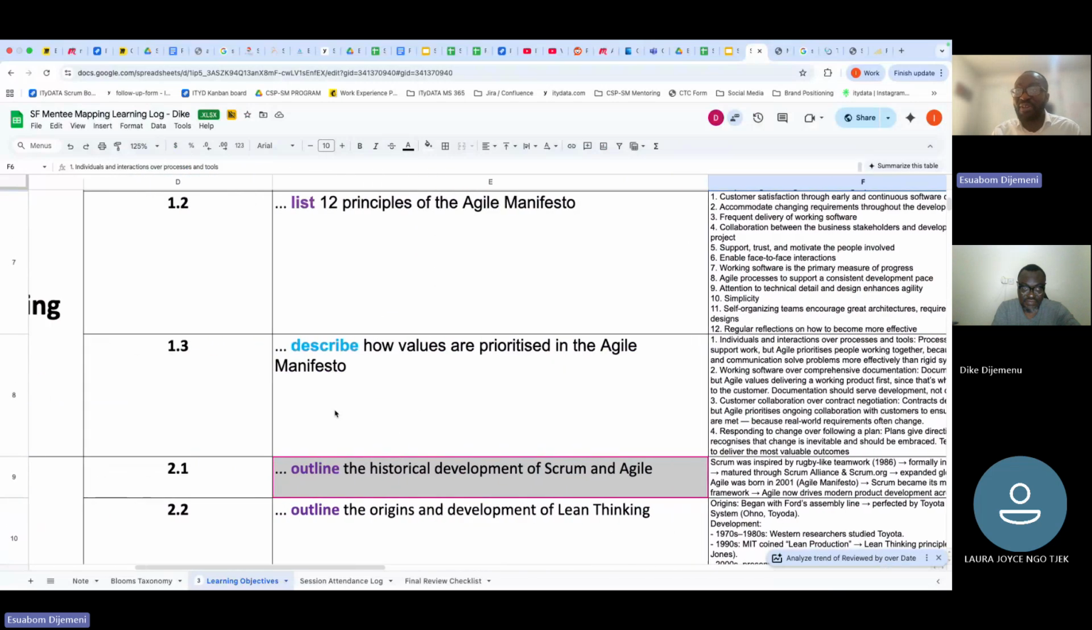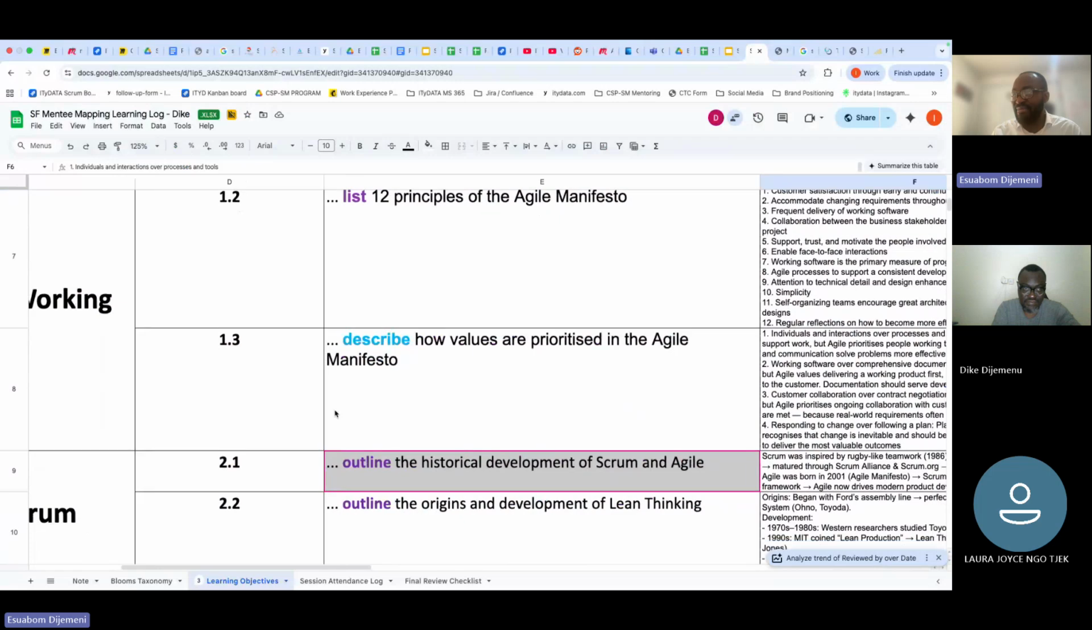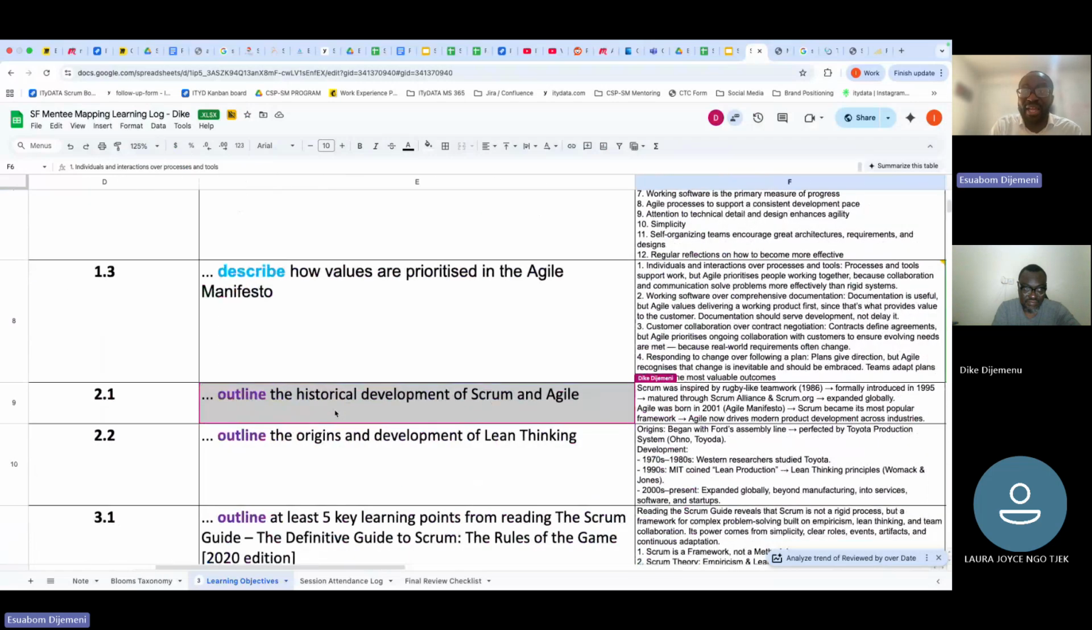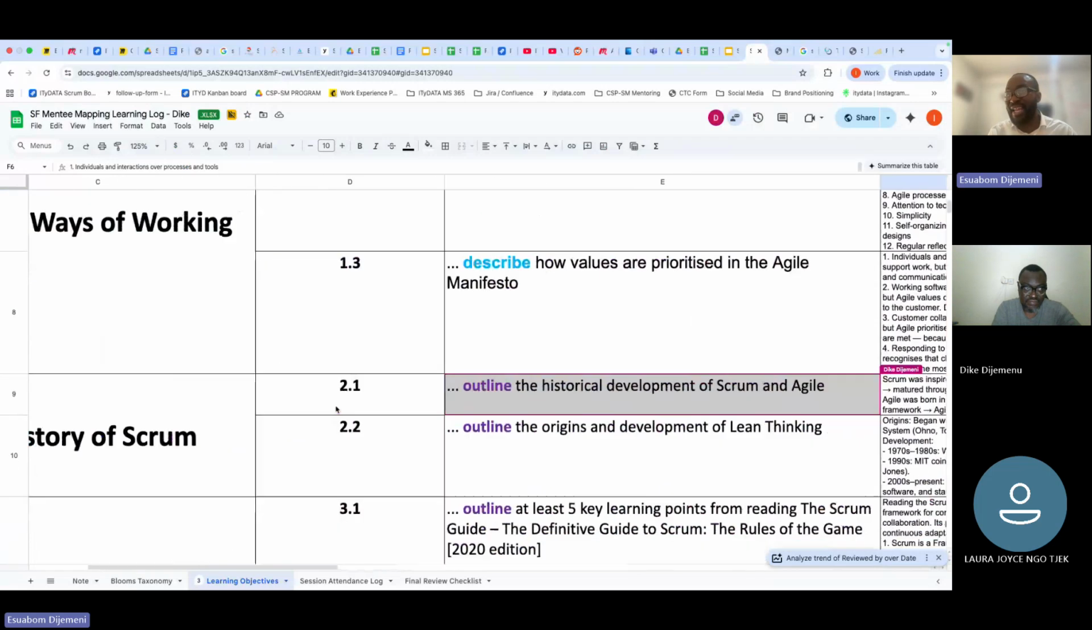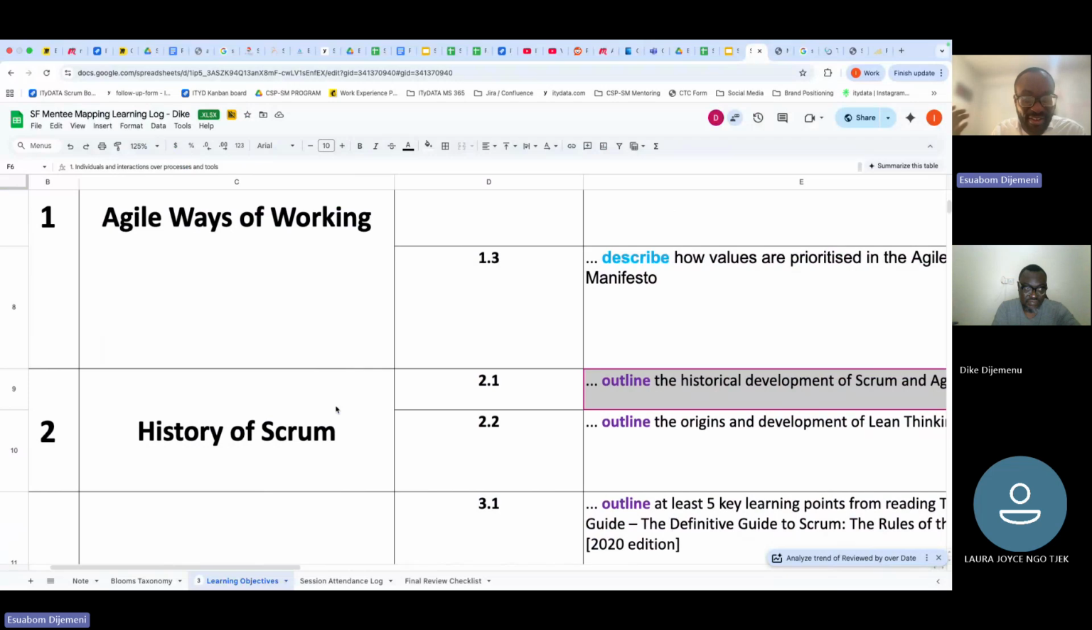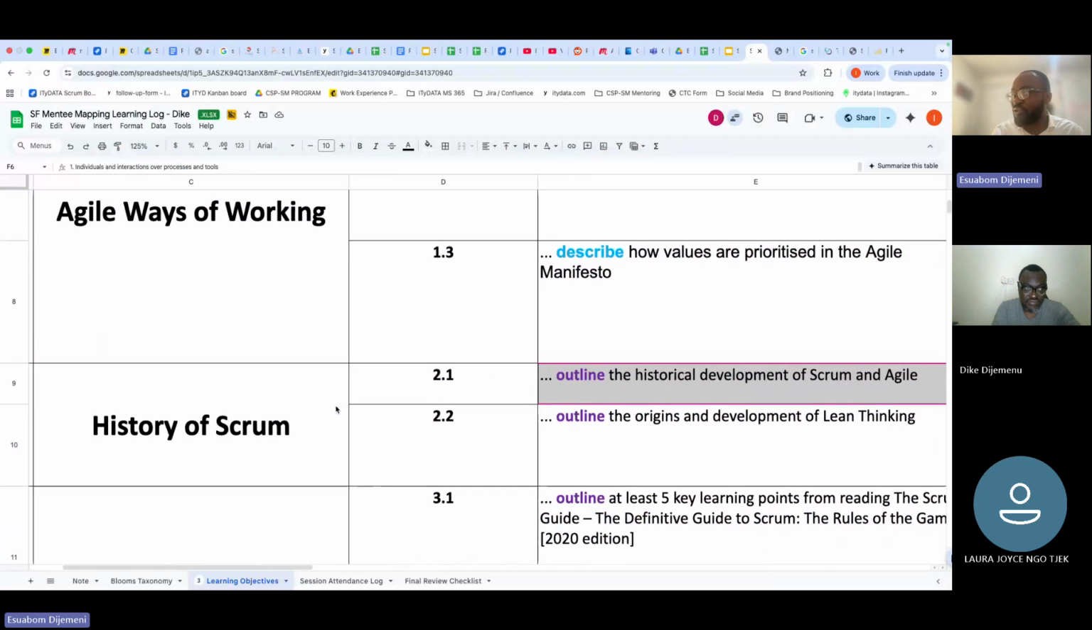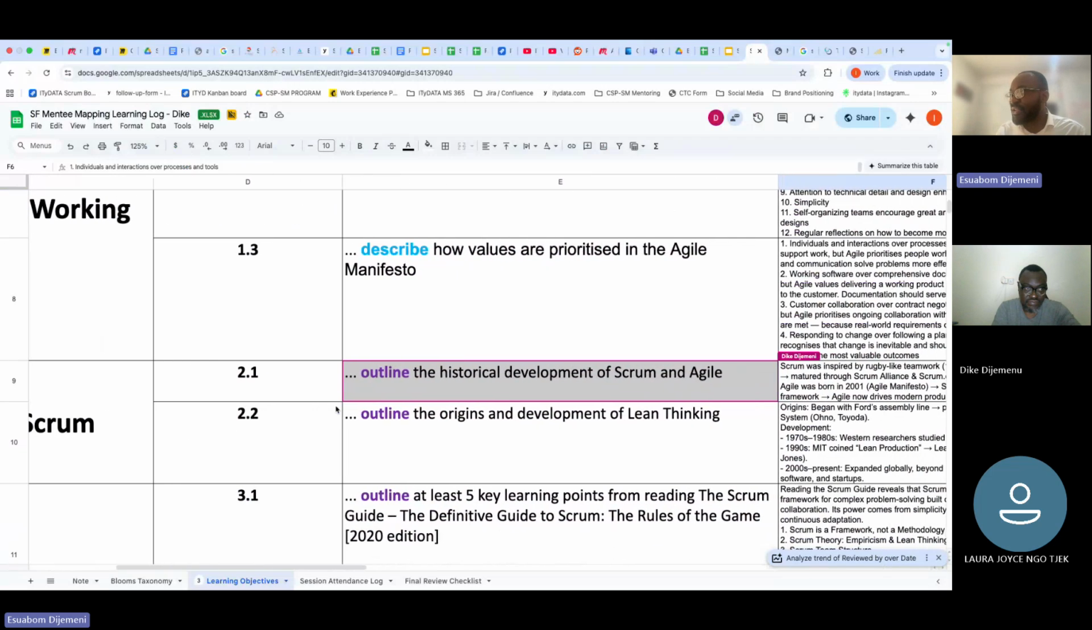So really this is the first objective. The next one, let me look at the learning objective. We're just looking at the very light history of Scrum. So I would hand over for you to take 2.1.